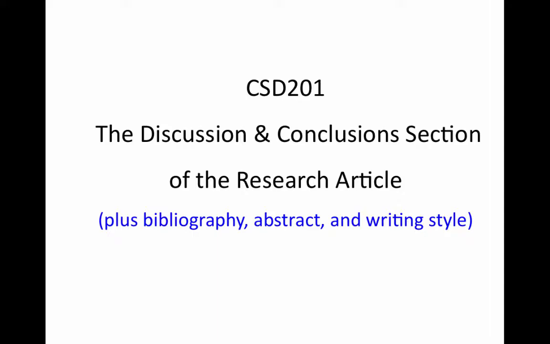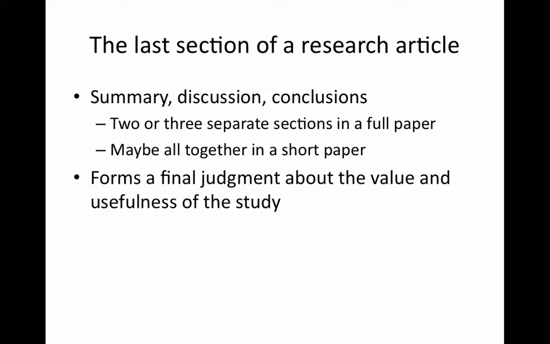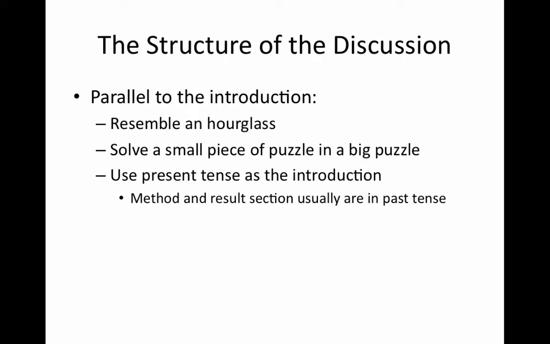The discussion and conclusion sections of a research article. The last section of the research article is the summary, the discussion, and the conclusions. These may be 2 or 3 separate sections in a full paper, or they may be all together in one short paper. It forms a final judgment about the value and the usefulness of the study.